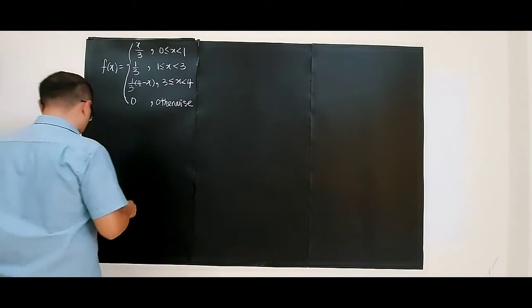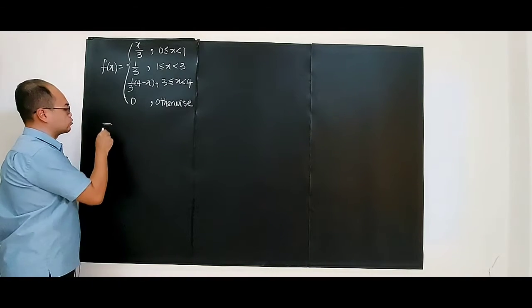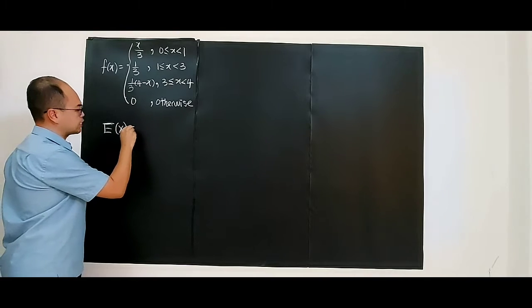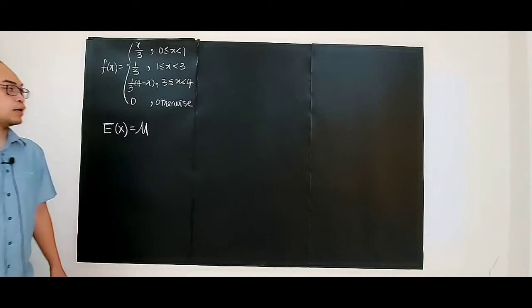So for finding a mean, we are using the probability density function. There's only one way. If you want to find the mean, you have to use the probability density function. This is the density function for the continuous random variable. The mean is the expected value for the random variable. Sometimes we just write it as the mean.